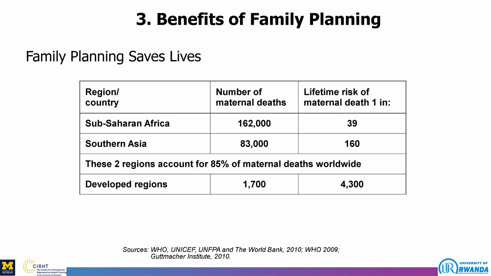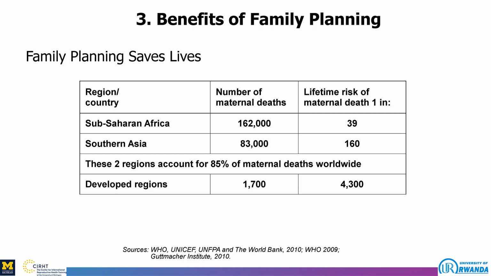Whereas in Southeast Asia it is 1 out of 160. This basically means that every pregnancy you have beyond the first increases the risk of dying. And it means that if a woman moves from Sub-Saharan Africa, where she had a 1 in 39 risk of dying, to developed countries, her risk becomes so rare that it is 1 out of more than 4,000.